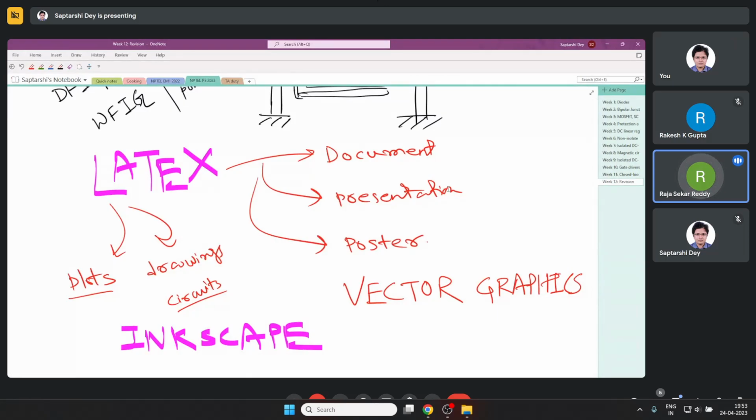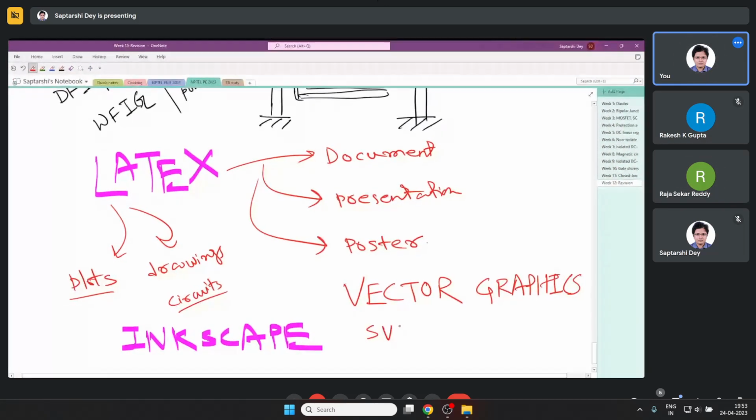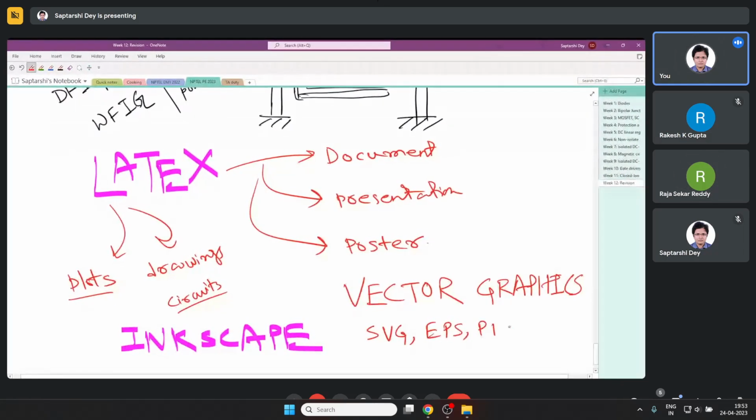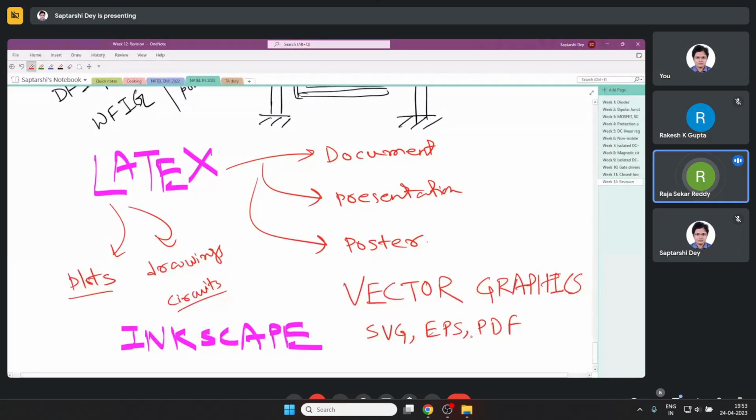So vector graphics is a kind of format, right? Vector graphics formats include SVG, EPS, PDF. SVG is scalable vector graphics. EPS is encapsulated PostScript. PDF is portable document format. Look at this name, scalable vector graphics. You draw something, then you can scale it as large as possible.